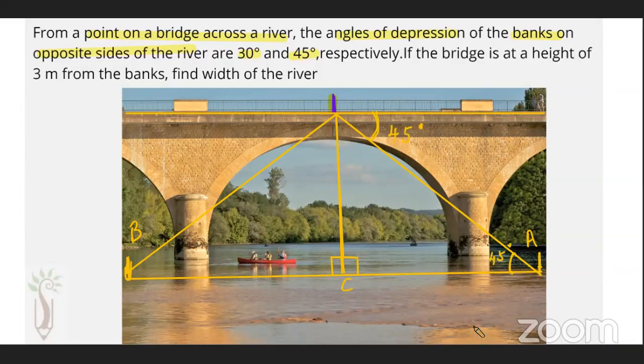Now 30 degrees on the left side, right? Okay. And let's say this is point D, right? This is H. Let's say the distance from B to C is X and C to A is Y. So we are going to draw this down. What do we have to find? Bridge height. Anything else which I have not read from the question?